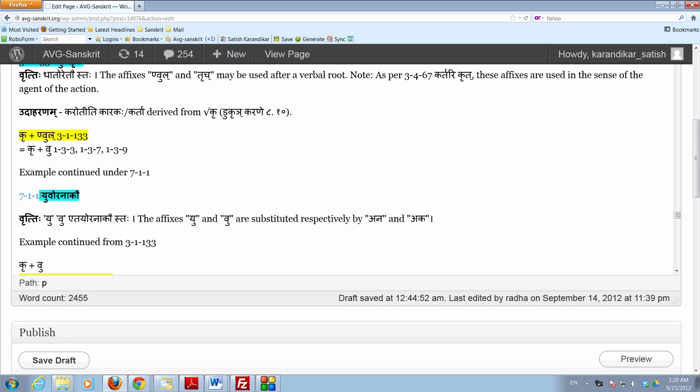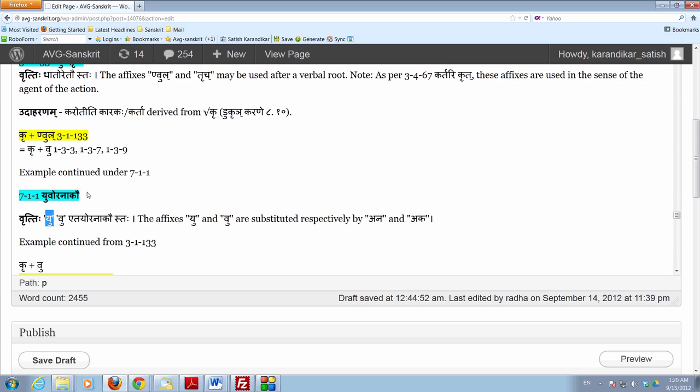Look at the number 7.1.1. We are in the angasya adhikaraha. And from here, in this early part of 7.1, Panini makes substitutions for an affix. He replaces the affix by something else. In this case, what Panini is saying is yuvoho. Yuvoho means yu vu etayoho sthane, in place of yu or vu.